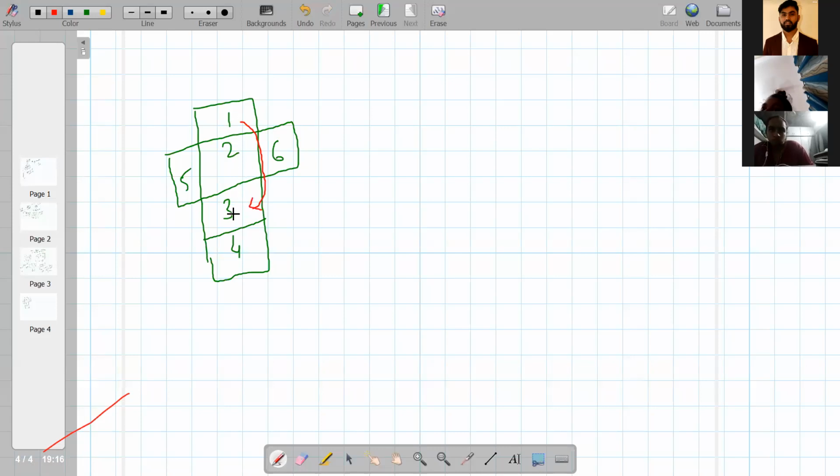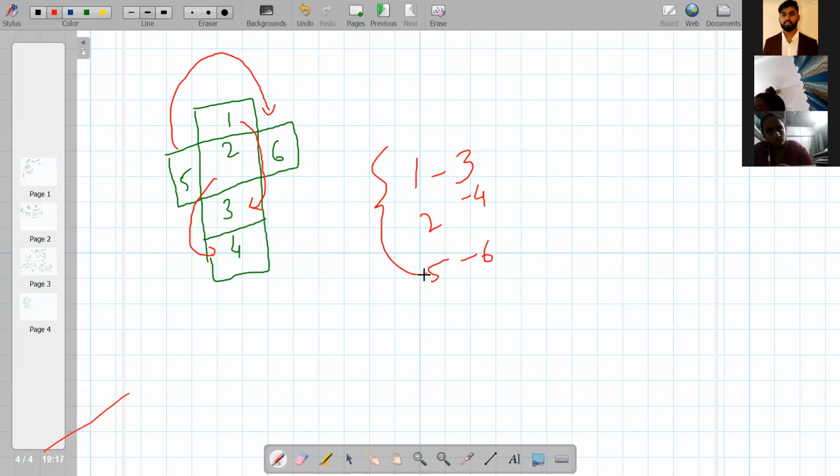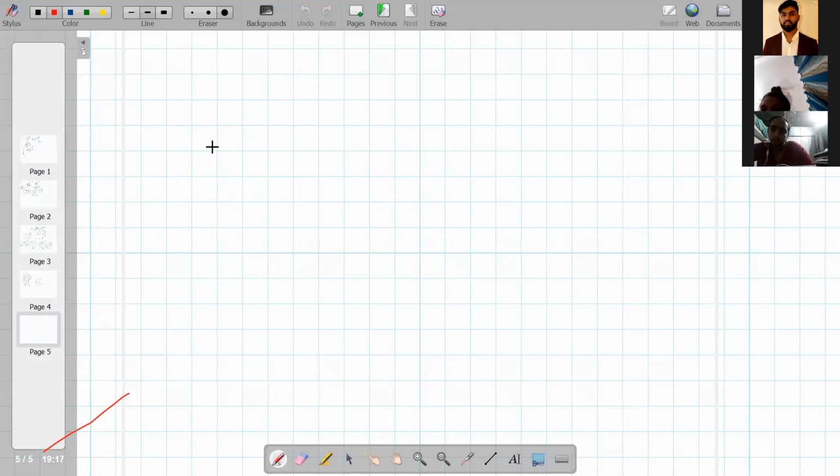1, 3, 1, 2, 3. So 1 and 3 are opposite to each other. 2 and 4 are opposite to each other. 5 and 6 are opposite to each other. Clear? Yes. Yes, sir. Now let's take another example.